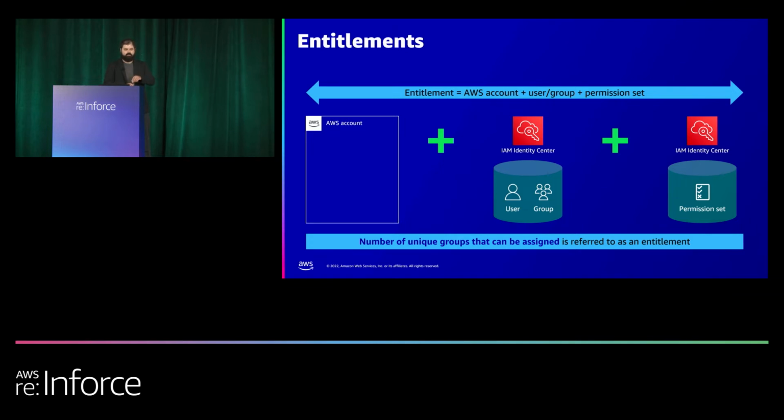And so, to illustrate further how entitlements work within Identity Center, you can see that you have an AWS account, a user or a group, and a permission set, and combined they become an entitlement. Later on in this presentation, we're going to talk about how our customers use these entitlements to deploy permissions in their organization at scale.